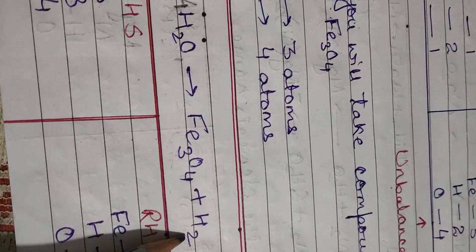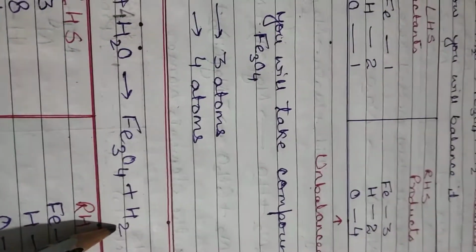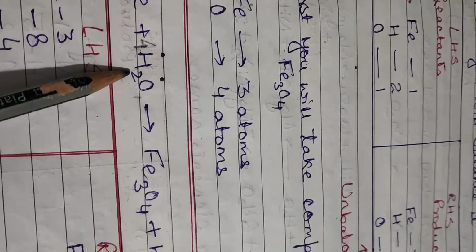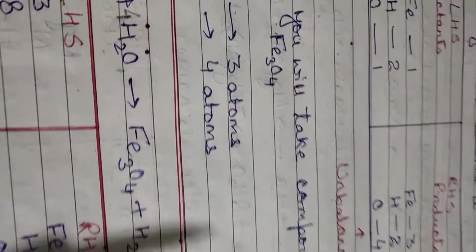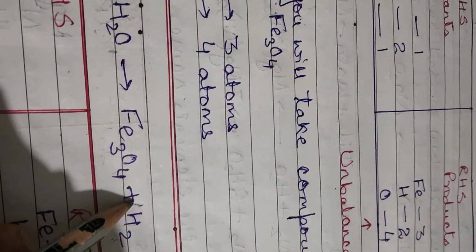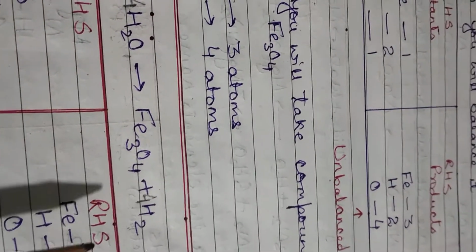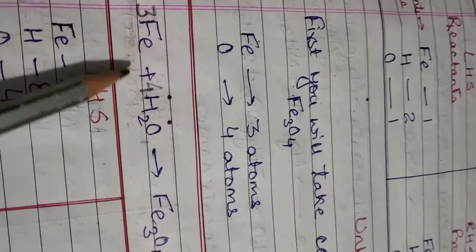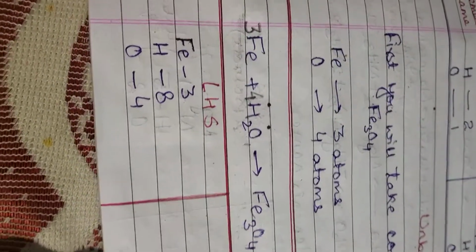You will see here hydrogen is only 2. Then what will we do here? Because 4 2s are 8, we will write 4 here. Now students, you will see here hydrogen 4 2s are 8, and here also 4 2s are 8. Now again you will tally this one.